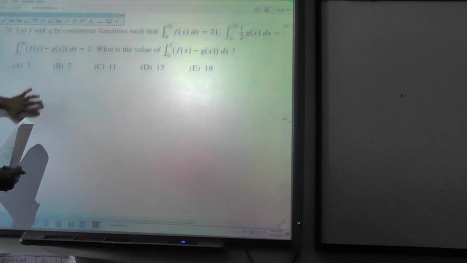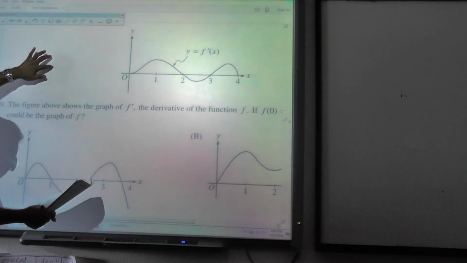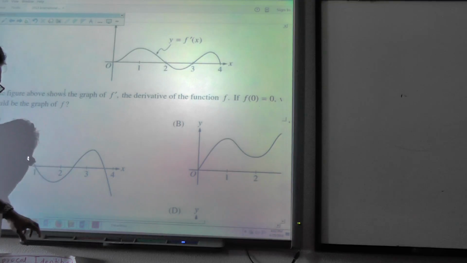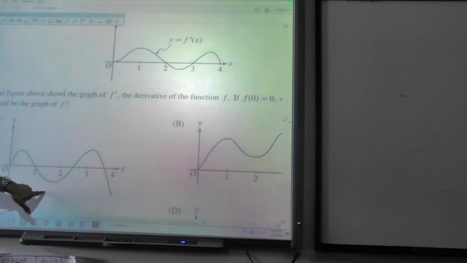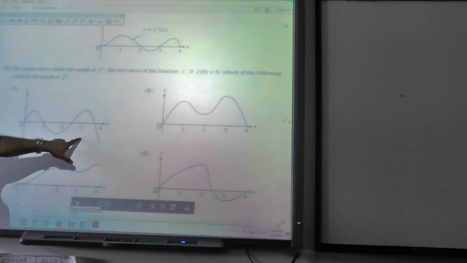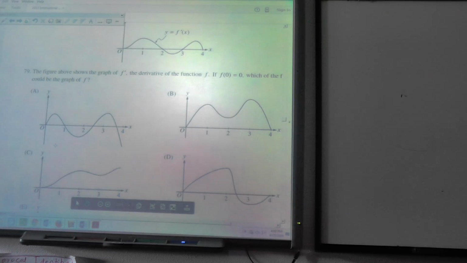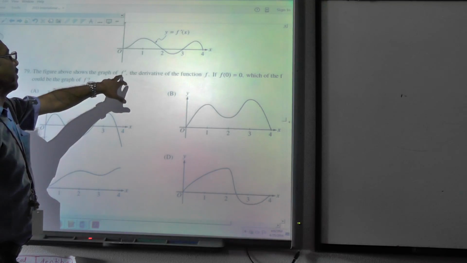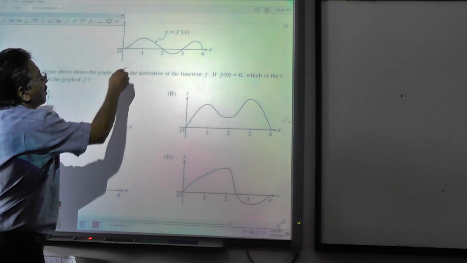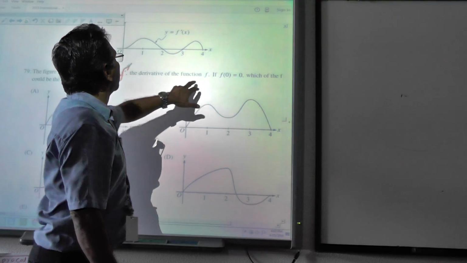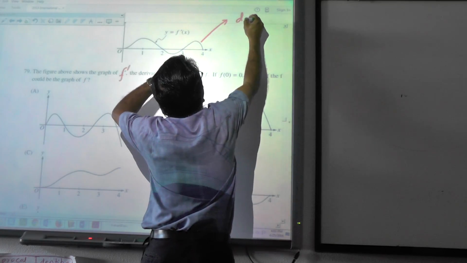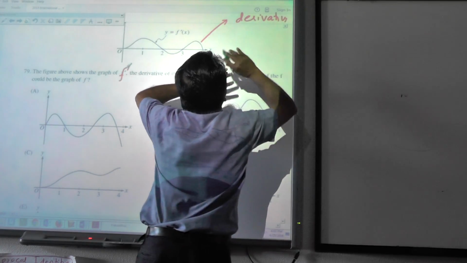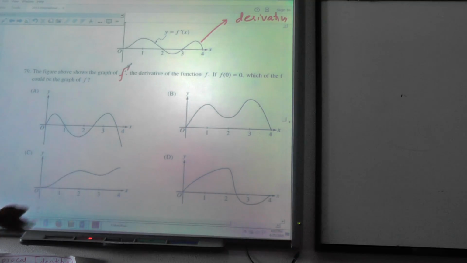Next problem. This is 79. Look at this figure. Okay, make it bigger. So you have 4 figures given there. Let's see what is the meaning of it. The figure above shows the derivative f prime. So this f prime is given, the derivative of f. So this one is the derivative function of the original. So we don't know which one. One of them is the original. So we have to know which one is the right one.